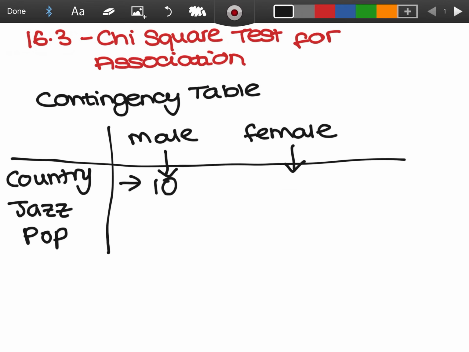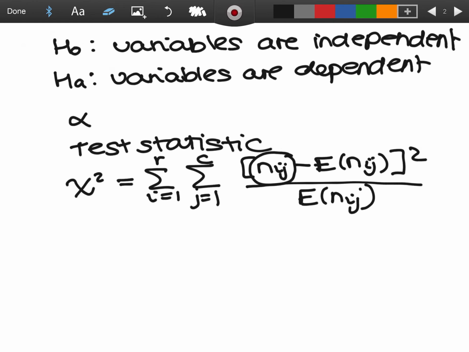So if we go back here, if you had N 3 2, that would be the number of people that fell in row 3, column 2. So it would be the number of people in that particular cell in the table, okay? Each one of those Nij's is just the number of people in row i, column j in that table.